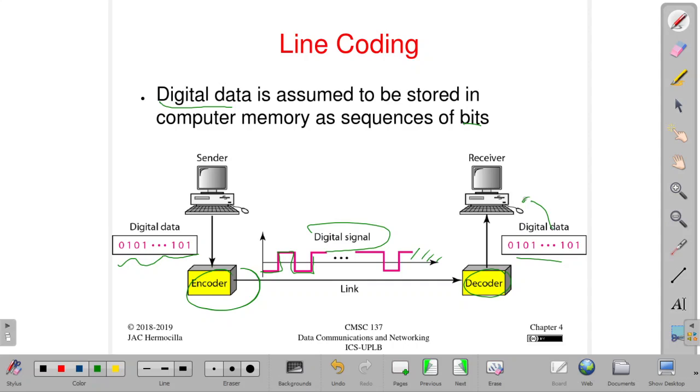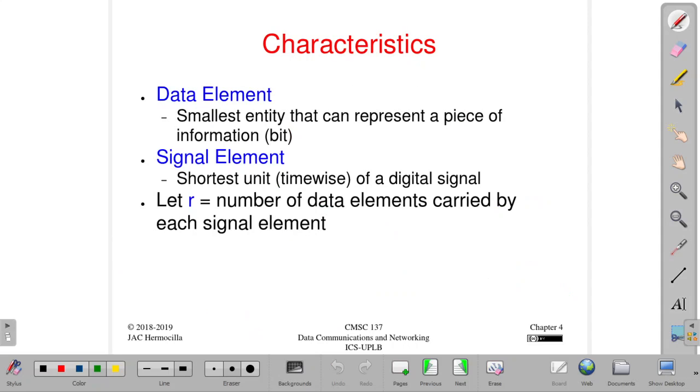So this is sort of an outline for this chapter. We're going to discuss techniques for how this digital data is converted to this digital signal. Okay, let's have some definition of terms, characteristics.